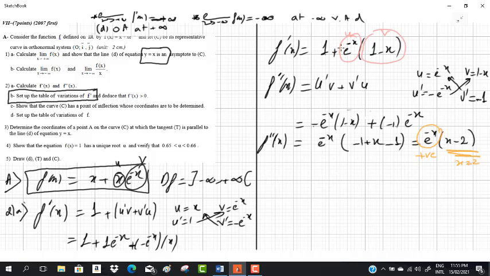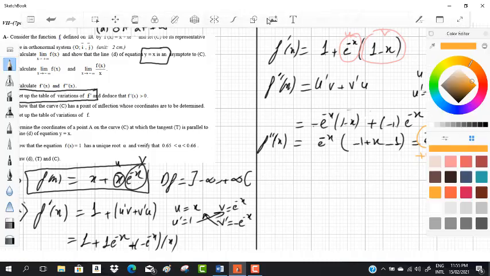So the table of variation: x varies from minus infinity to plus infinity. Let's change the color because it's ugly.